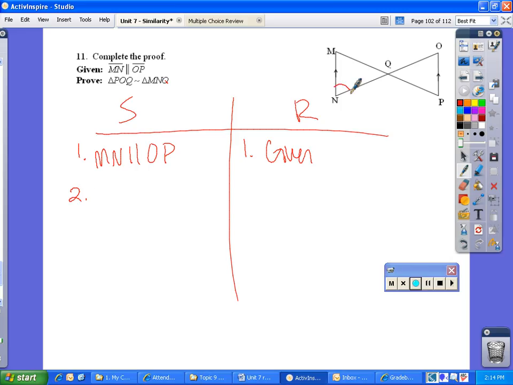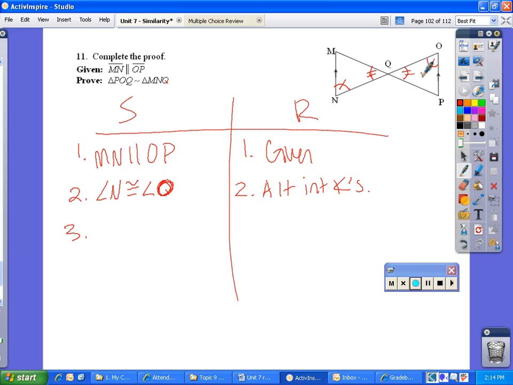So I'm going to choose N and O as one pair. That angle N is congruent to angle O. And my reason that these two angles are congruent is because they are alternate interior angles. All right, next reason. Well, you should also notice that these two angles across from one another are congruent.